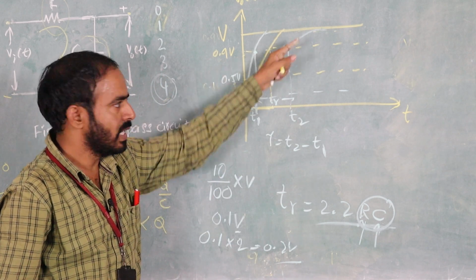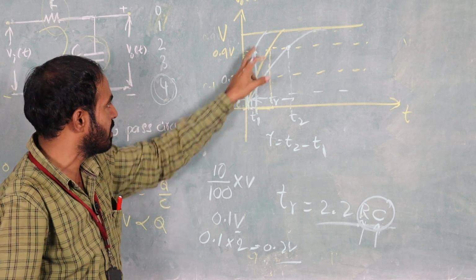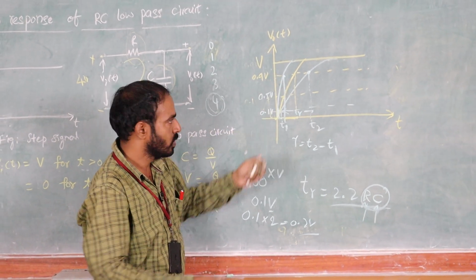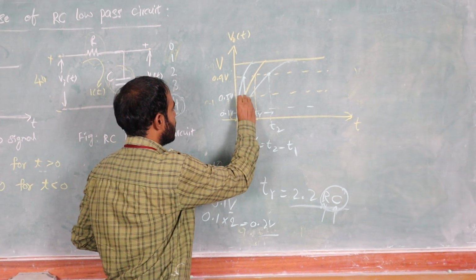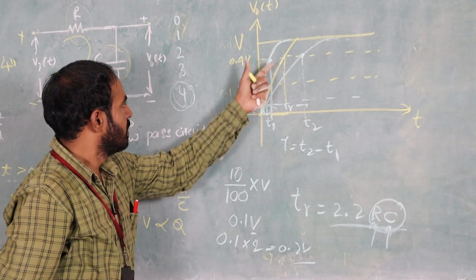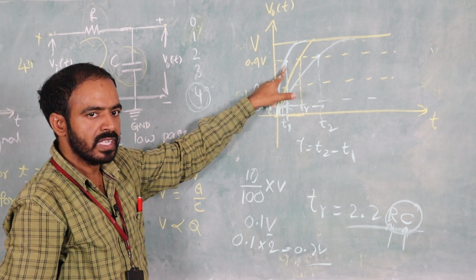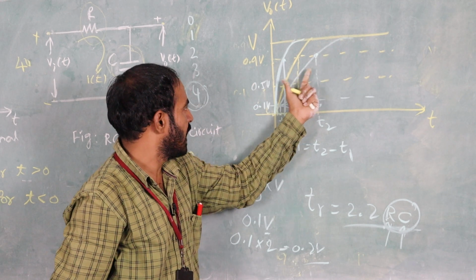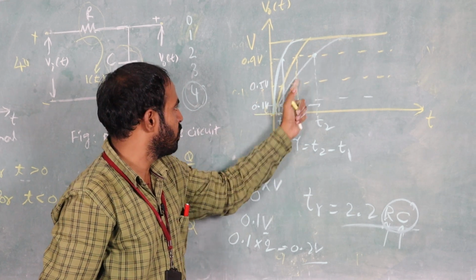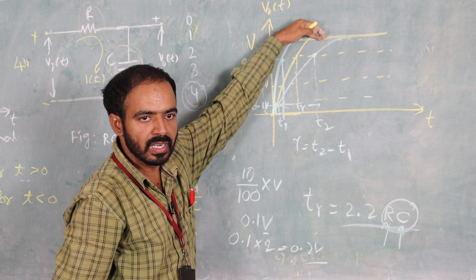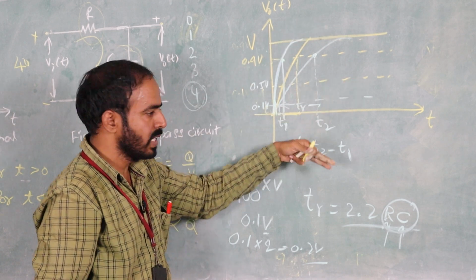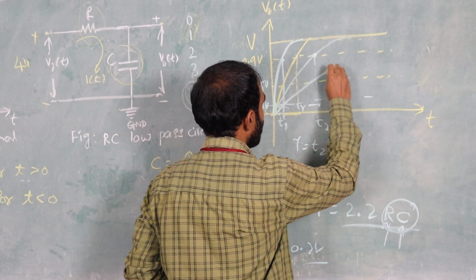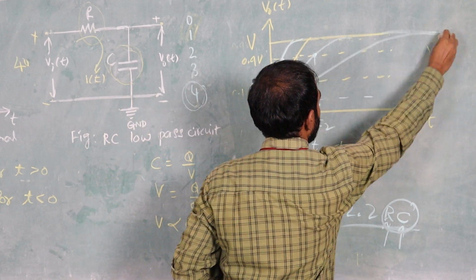So for small RC values, there is a small deviation between the input and output. This is the output waveform for small RC. If you observe this waveform and this one, there is a small deviation. If you take the maximum RC value, there is a maximum deviation compared to the input signal. If you increase the RC value further, it may take more time to reach the final value.